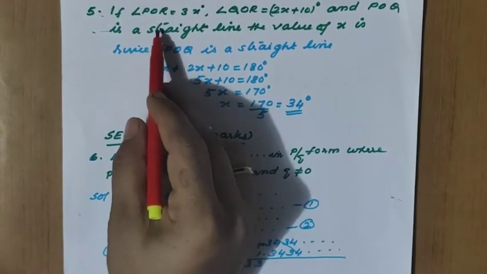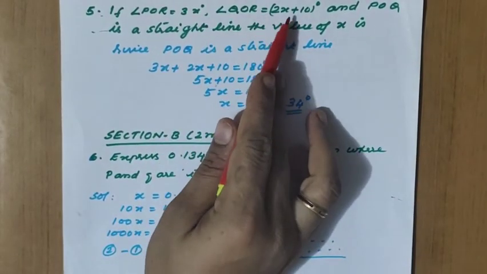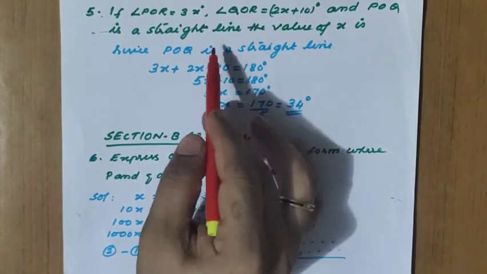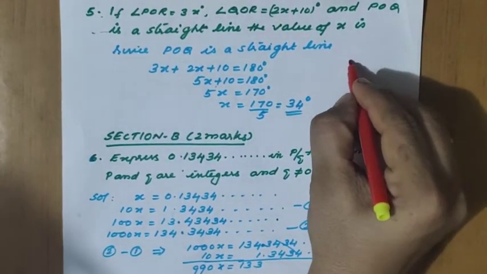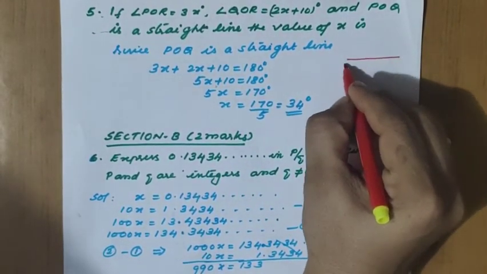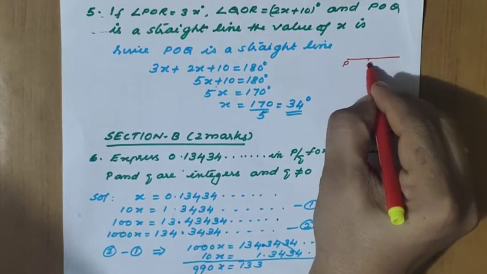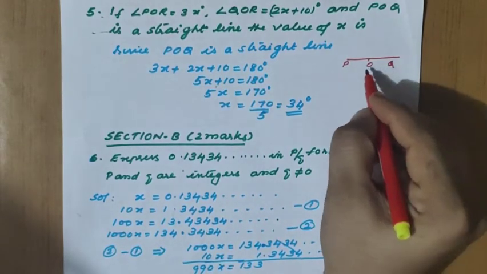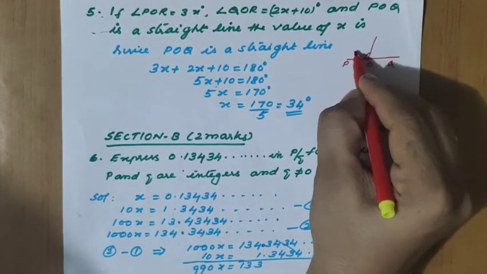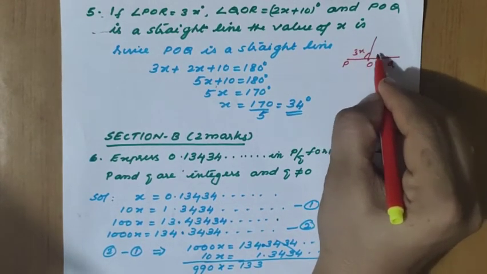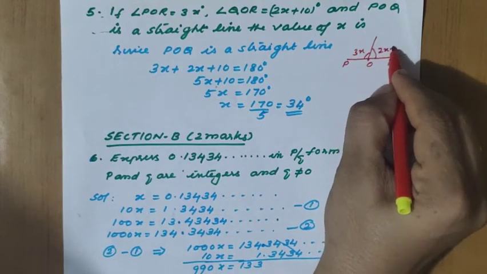Fifth question: if angle POR equals 3x, angle QOR equals 2x plus 10, and POQ is a straight line, find the value of x. If POQ is a straight line, we have to draw that. POQ is a straight line. Angle POR is 3x and angle QOR is 2x plus 10.